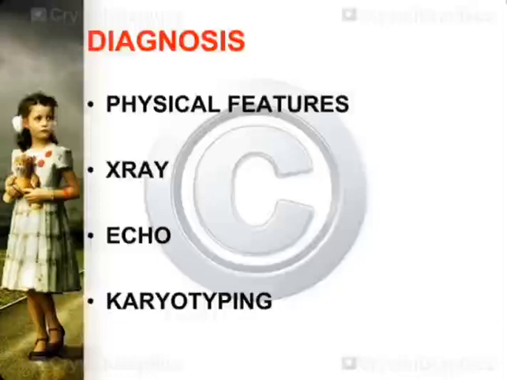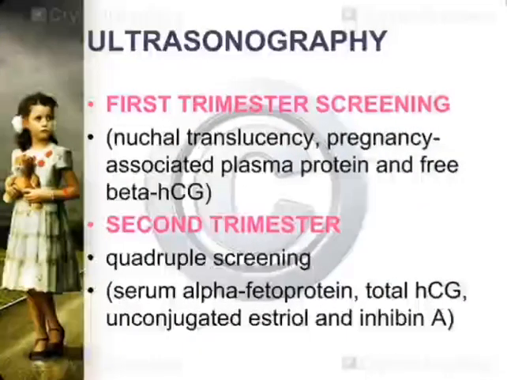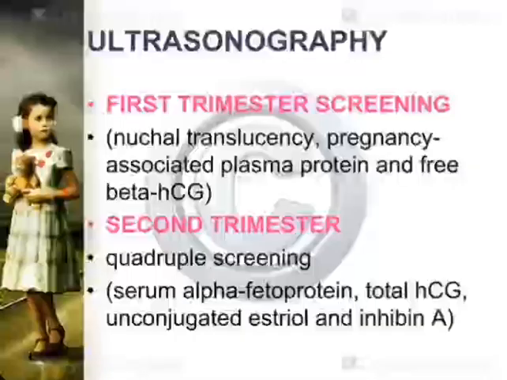The diagnostic tests are: we can go for physical examination, X-ray, echo and karyotyping. Antenatal diagnosis: in maternal serum analysis, human chorionic gonadotropin, unconjugated estriol and alpha fetoprotein are significantly lower, and chorionic villus sampling. Ultrasonography, first trimester screening, nuchal translucency, pregnancy associated plasma protein and free beta HCG. In the second trimester, they can go for quadruple screening: serum alpha fetoprotein, total HCG, unconjugated estriol, and inhibin E.